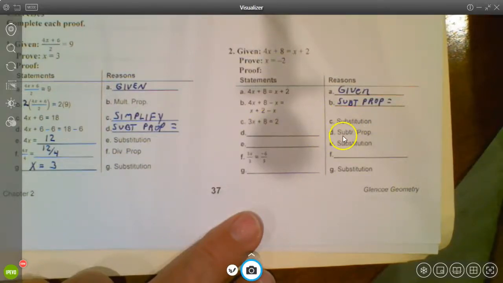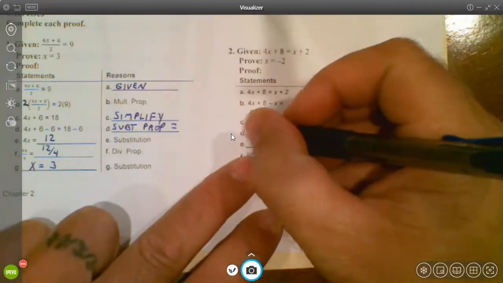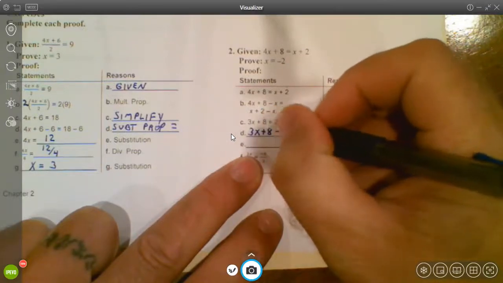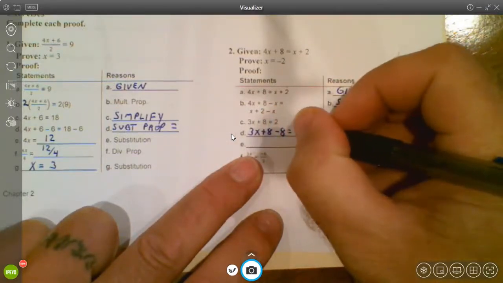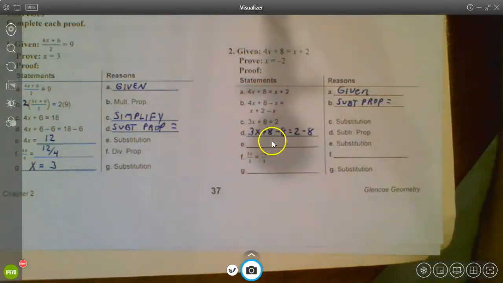They're already giving you the hint with the reason that's being stated, right? We want to subtract 8 from both sides of the equation. You do need to write that out. So we're going to say 3x plus 8 minus 8 equals 2 minus 8. So we are writing out every step of that process. Because we subtracted 8 from both sides of the equation, that is our subtraction property of equality.